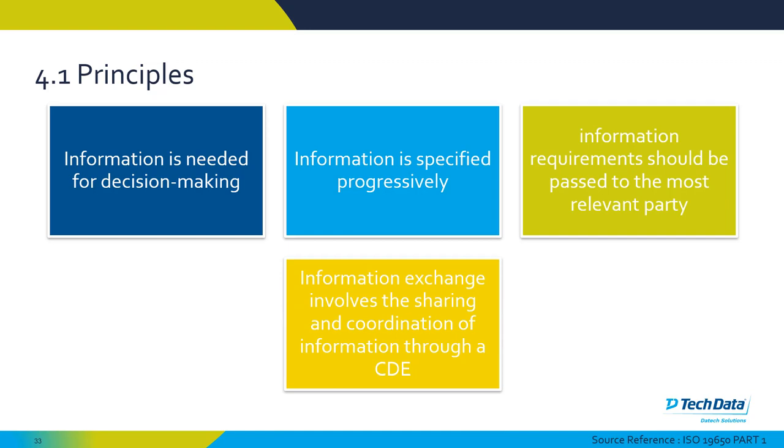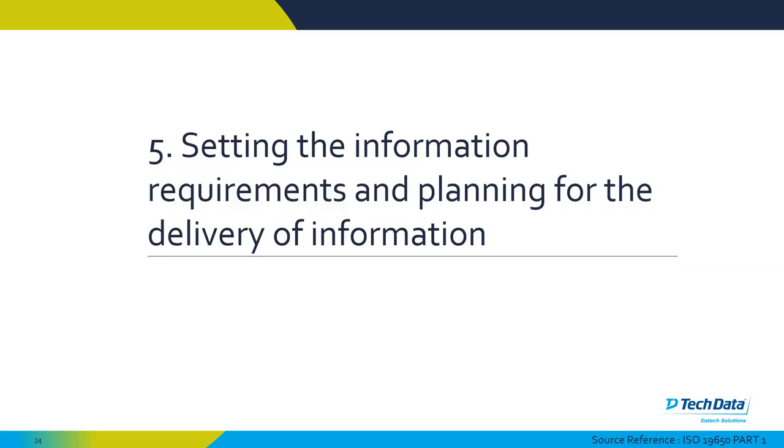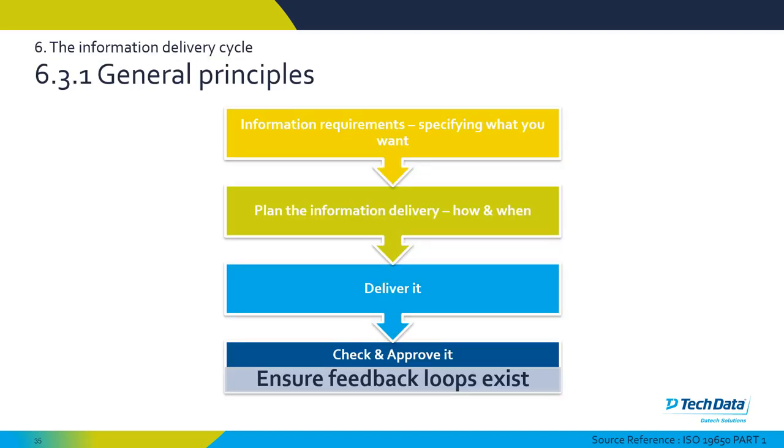And then information exchanges involves the sharing and coordination of information through something called a common data environment, a cloud solution, or something like BIM 360. And then what about setting the information requirements and planning for the delivery of the information during the design and the construction stage of a project? So some of the general principles: information requirements specifying what you want, plan the information delivery, how and when is this going to happen, then deliver that information. So deliver the drawings, provide the Revit model, produce specification documents, and then check and approve it as well.